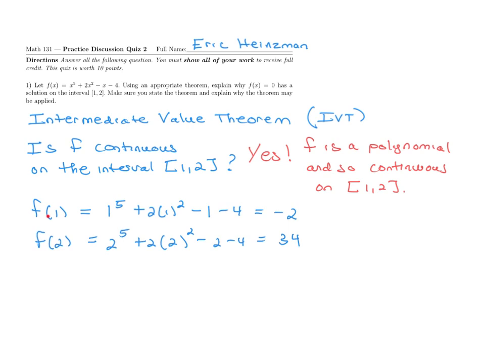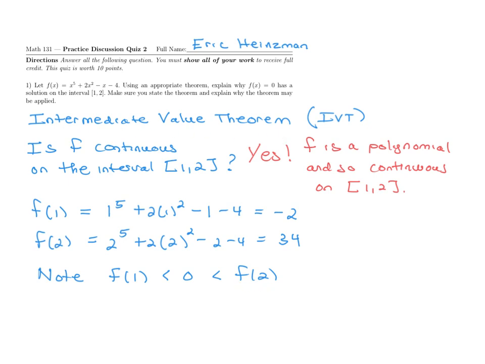And here's what we have. We have a continuous function. At f of 1, it's negative 2. At f of 2, it's positive 34. At some point, it must have passed through the number 0. So I'm going to note that f of 1 is less than 0 is less than f of 2. That is, 0 is definitely between a negative and a positive number, negative 2 and positive 34.